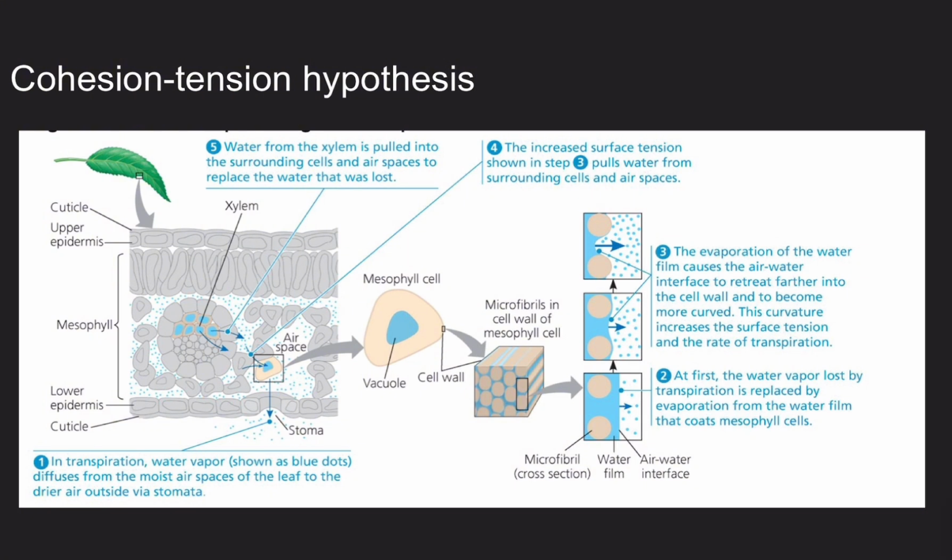Basically, the first step, water is lost through transpiration. So, at first, the water lost is replaced by evaporation from the water film that coats mesophyll cells. But the evaporation of this film causes the air-water interface to retreat further into the cell wall to become more curved. This curvature increases the surface tension and the rate of transpiration. So then more water is lost. But in order to compensate for the water loss, water from the xylem is pulled into the surrounding cells and air spaces to replace the water that was just lost. So through this, water can be pulled from the root to the shoot.